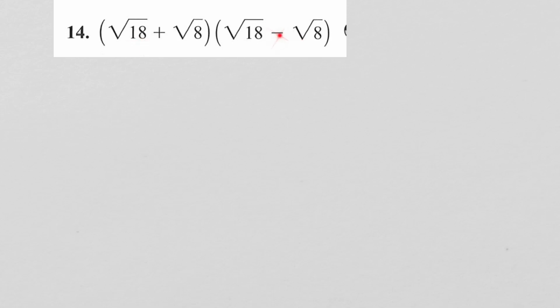These binomials are conjugate pairs, so when you multiply conjugate pairs, you get the square of the first thing, which is 18, minus the square of the second thing, which is 8. 18 minus 8 is 10.